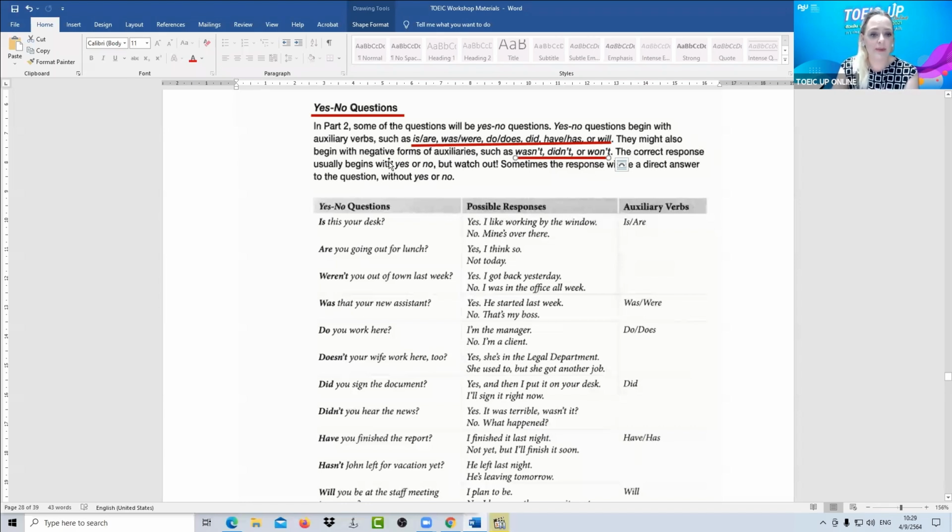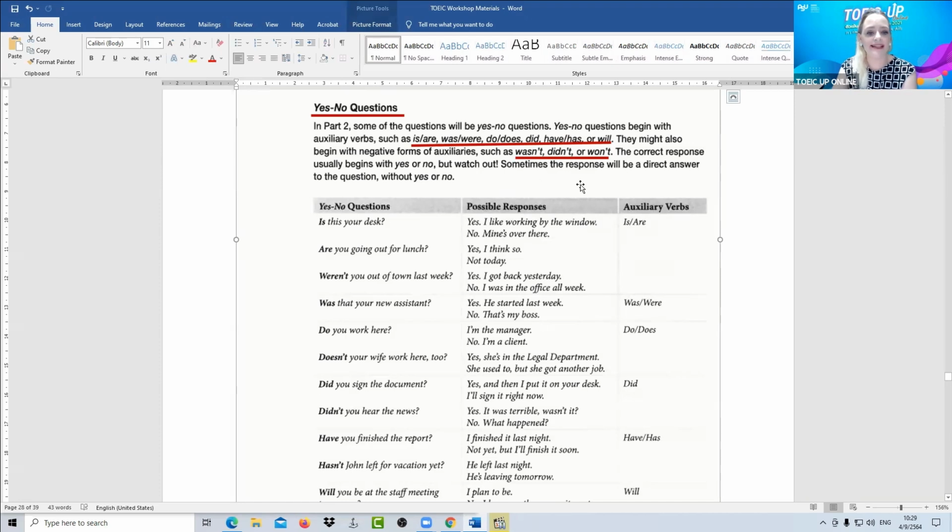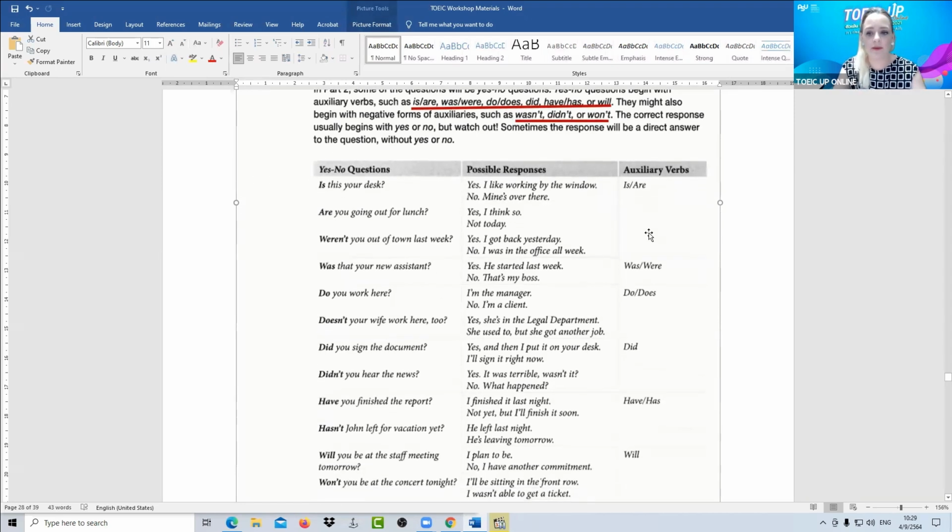Okay, the correct response usually begins with yes or no, but watch out, they try and trick you. Sometimes they'll put yes in the incorrect answer and no yes in the correct answer, which can be very confusing. Okay, sometimes the response will be a direct answer to the question without yes or no. Let's look at some examples.